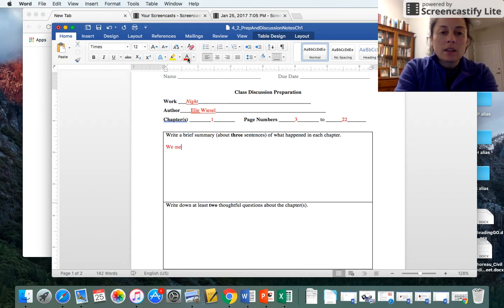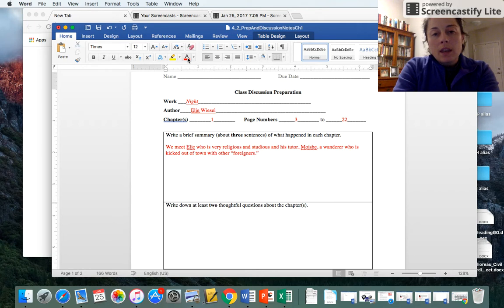So we meet Elie, who is very religious and studious, and his tutor, Moishe, a wanderer, who is kicked out of town with other foreigners, or foreign Jews in particular. And then when Moishe returns, he tells about the horrors that are happening to Jews, but nobody listens to him.